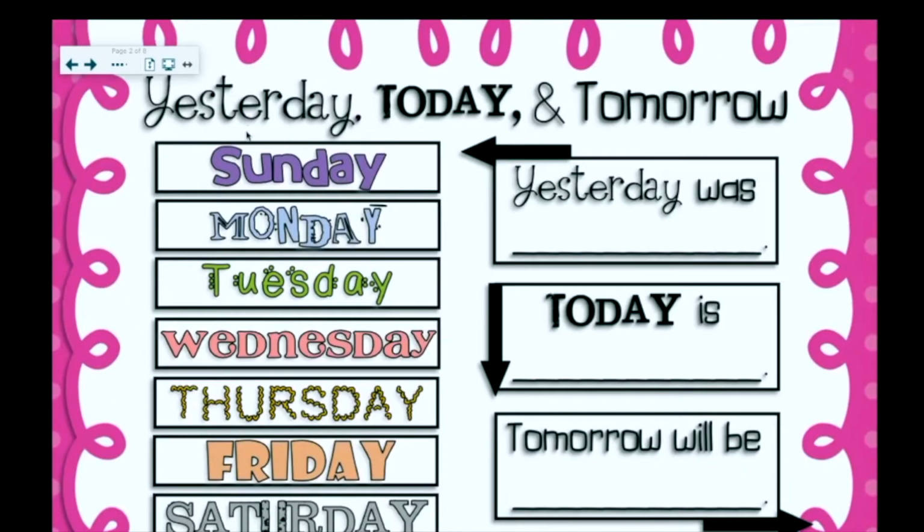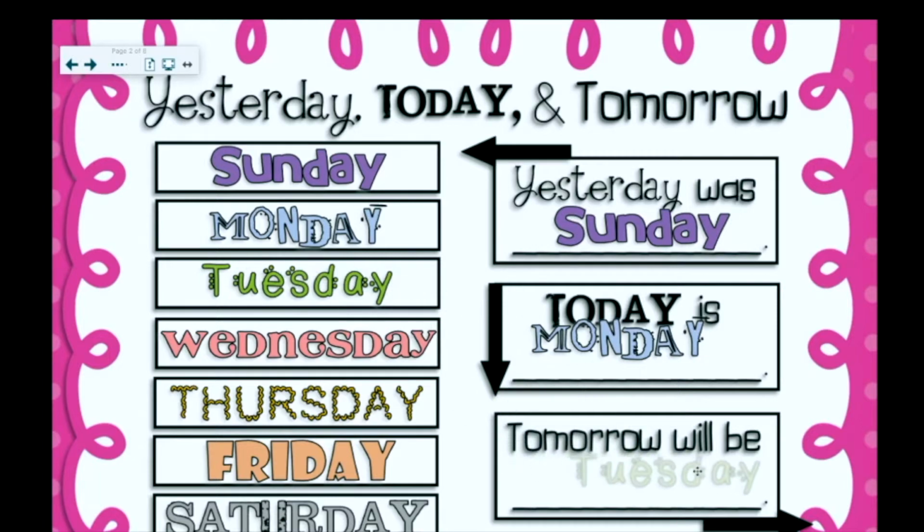So on the side of the screen, we have our days of the week in order: Sunday, Monday, Tuesday, Wednesday, Thursday, Friday, Saturday. So today is Monday, which means yesterday was Sunday, and tomorrow will be Tuesday.